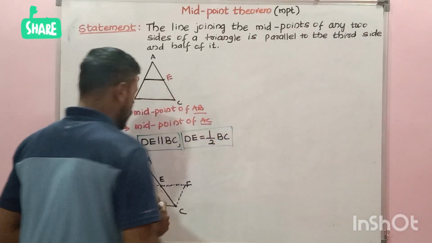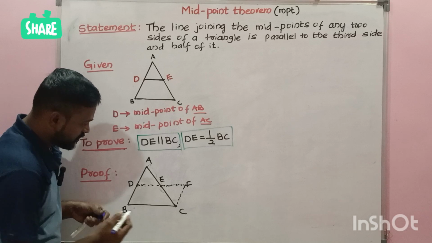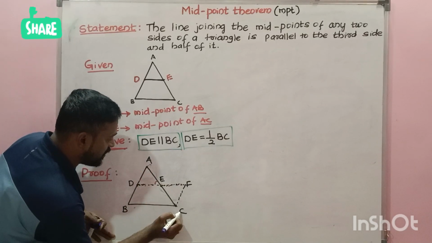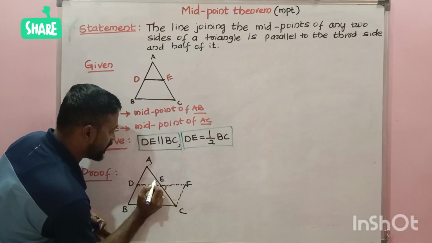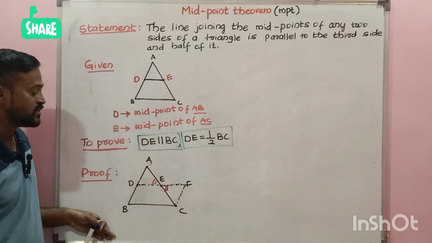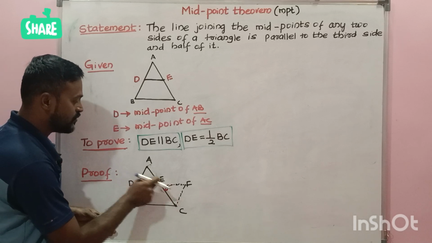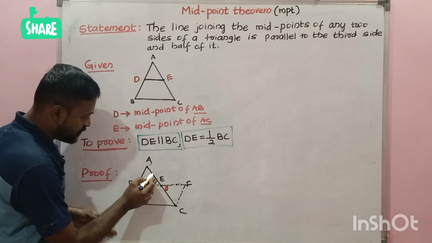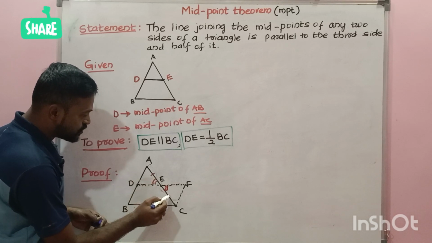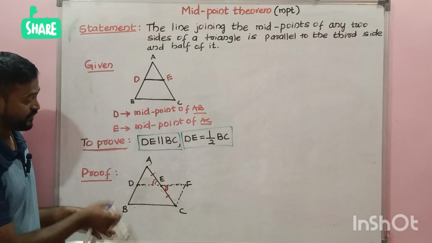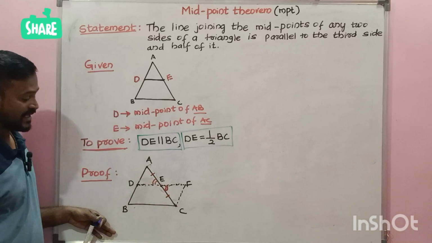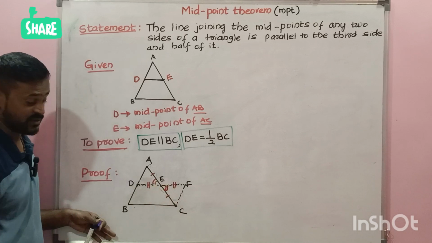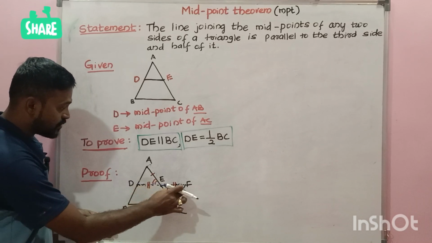Now what you can see in this triangle: angle DEA is equal to angle CEF. These two angles are equal. Why? Vertically opposite angles. Let us consider these two triangles and prove them congruent. We know that AE is equal to EC because E is a midpoint of AC, and DE is equal to EF because by construction we already did it.